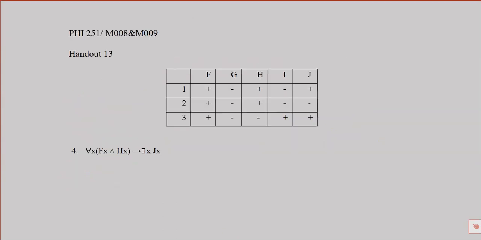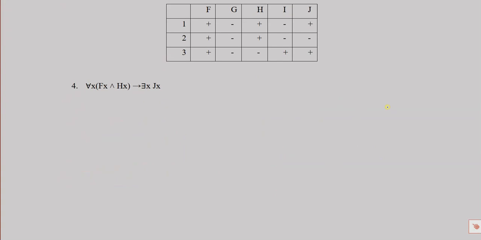Okay, let's move to the next one. So what kind of a statement is this? Well, notice that here we have a universal, for all x, fx and hx. Then we have an existential here, there is some x, jx, and those two things are connected through an arrow. So you are dealing with a conditional. And the truth value of a conditional is determined by the truth value of its antecedent and its consequent. So let's determine the truth value of the antecedent. So I start with the antecedent.